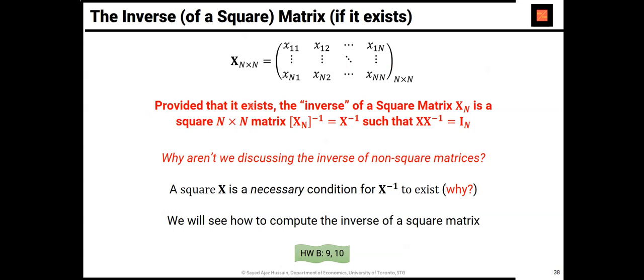Provided the inverse exists, the inverse of a square matrix is another square matrix, which we call x to the power minus 1, so that when you take the original matrix and multiply by the inverse matrix, you get back the identity matrix. Okay? And you should pause at this point to ask, why are we talking about this notion of inverses in the context of square matrices? Why can't we talk about inverses in the context of non-square matrices?